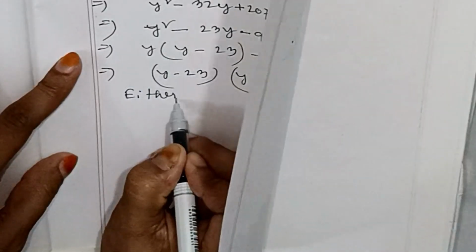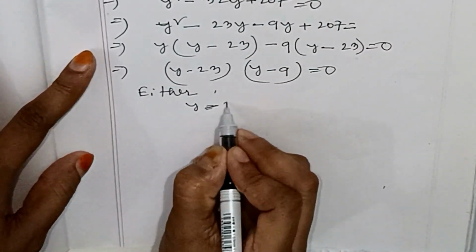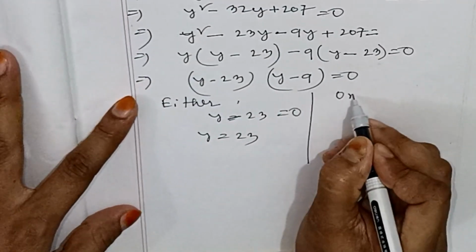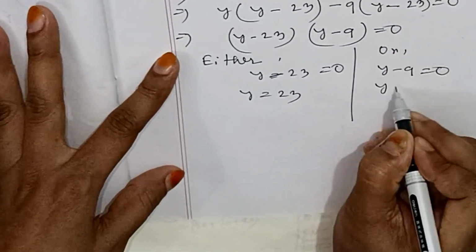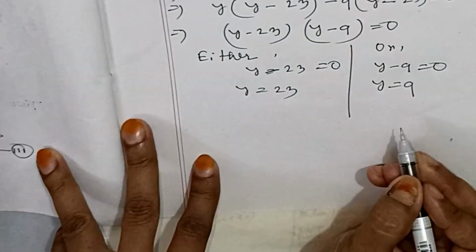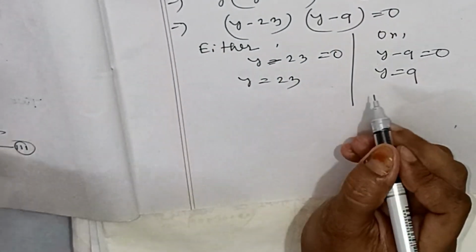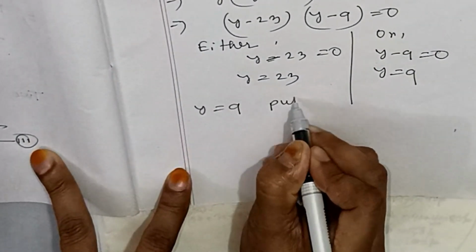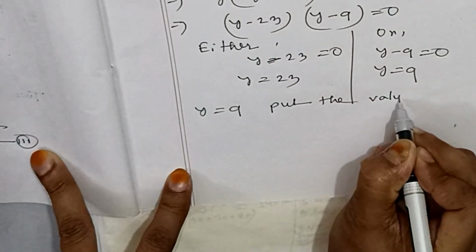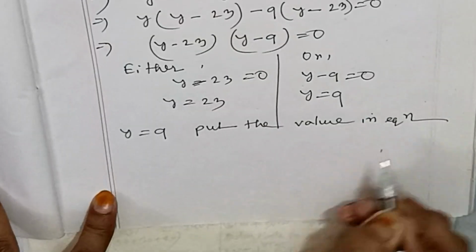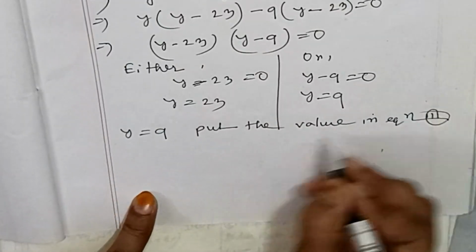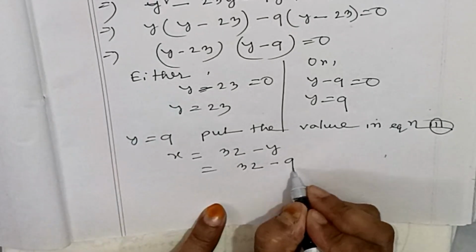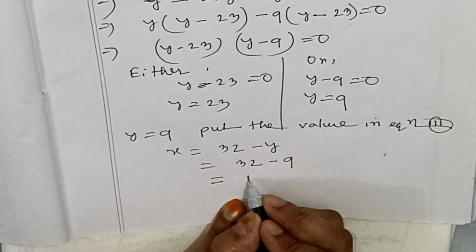So either y minus 23 is equal to 0, so y is equal to 23, or y minus 9 is equal to 0, so y is equal to 9. Now put the value y is equal to 9 in equation 3. So x is equal to 32 minus y. So 32 minus 9, that means 23.